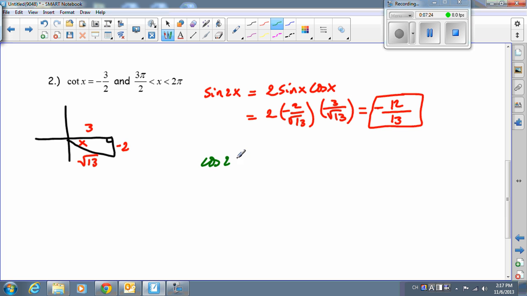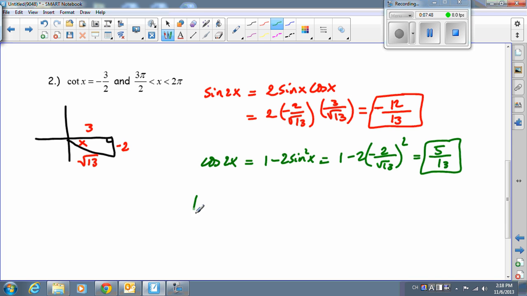Cosine 2x is equal to 1 minus 2 times the sine squared of x, which is equal to 1 minus 2 times negative 2 over square root of 13, squared. And this will be equal to 5 over 13. The last one, which is tangent of 2x, I would say sine over cosine. That will give me negative 12 over 5. You can do your copy change flip to figure this out.